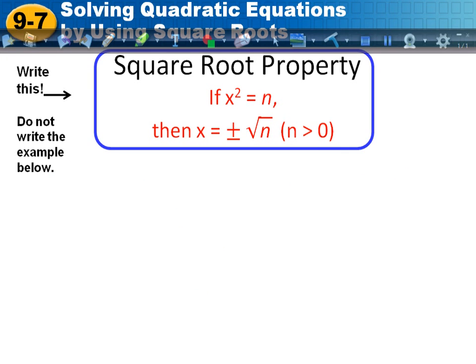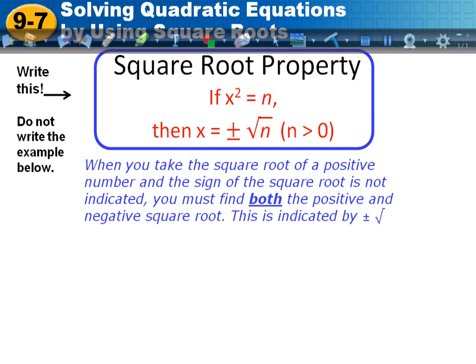The square root property says that if x squared equals n, then x equals plus or minus the square root of n. And you do need to write down what's in the box. Because when you take the square root of a positive number and the sign of the square root is not indicated, you must find both the positive and negative square root, and this is indicated by the plus or minus right here. So this little sign means positive square root and then negative square root. Again, like I said, take a minute, make sure you write down what's in the blue box up here.